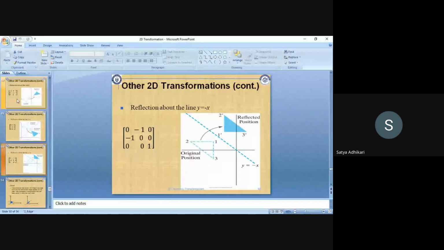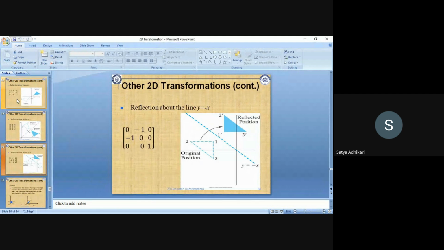So this is the reflected object. 1 2 3 is the original position. If we repeat that, you see 1 dash 2 dash 3 dash, so we have minus 1 in the first row and minus 1 in the middle. The first row second column and the second row first column will become minus sign. So this is the reflection about the line y is equal to minus x, with respect to not the x axis and y axis, but the line y is equal to minus x.